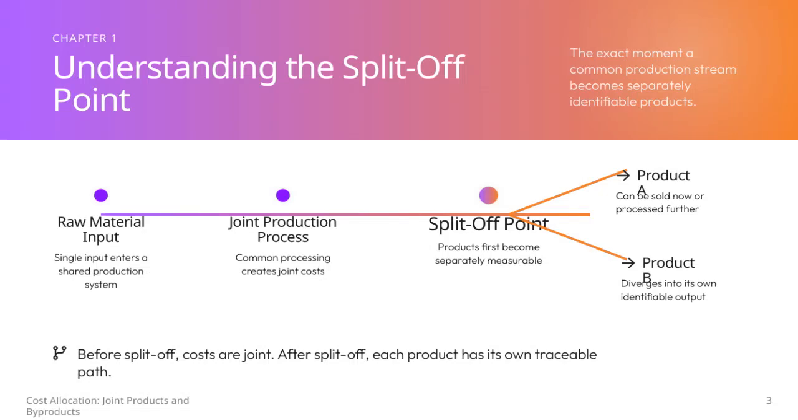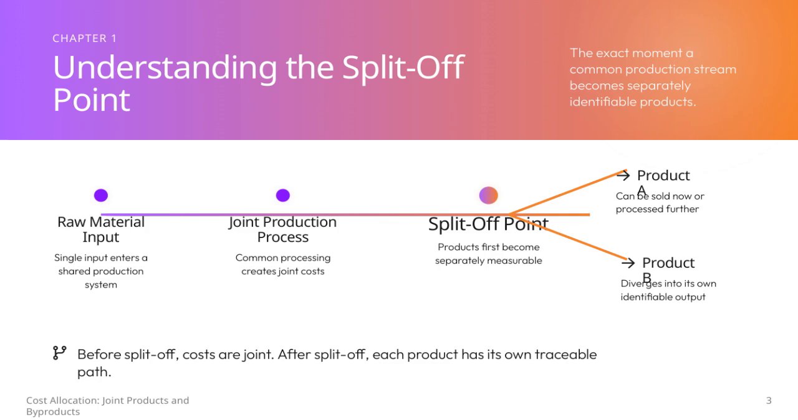Here we see the concept of the split-off point in joint production. It all starts with a raw material input, which feeds into a shared production system. This system processes the input jointly, resulting in common or joint costs. At a certain stage, known as the split-off point, the production process divides, and products first become separately measurable. From this point on, each product, such as product A or product B, can be tracked individually.